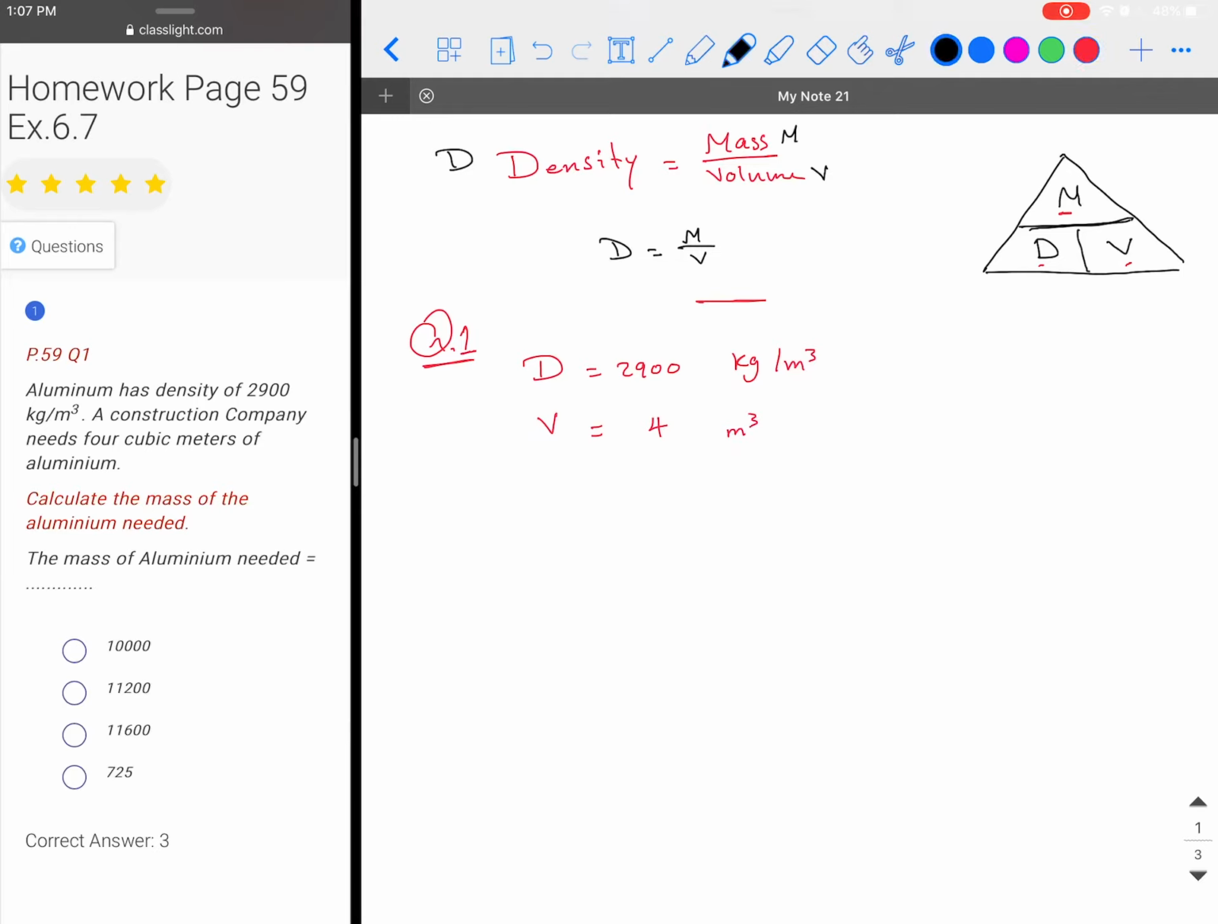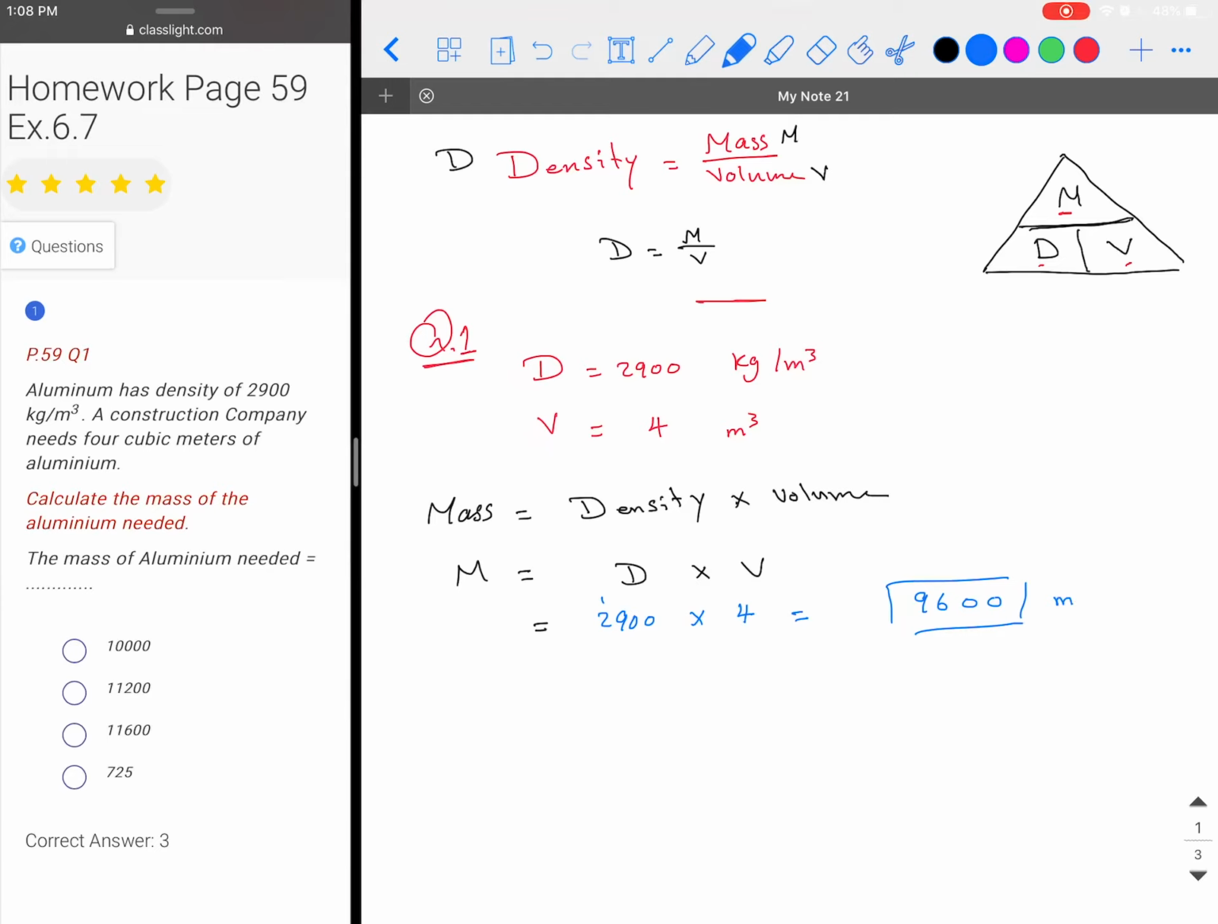So now what do we need to calculate? We need to calculate the mass. We said that mass we can calculate as density multiplied by volume. M equals D by V. So it equals 2,900 multiplied by 4. 4 by 0 equals 0, 4 by 0 equals 0, 4 by 9 is 36, carry 1, it's 8 and 1 is 9. Okay, what about the unit?